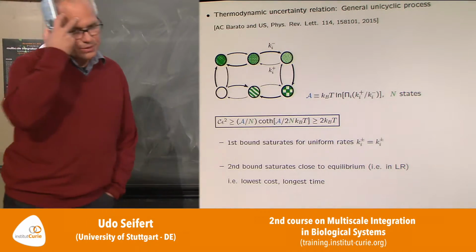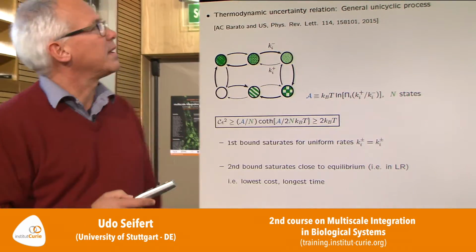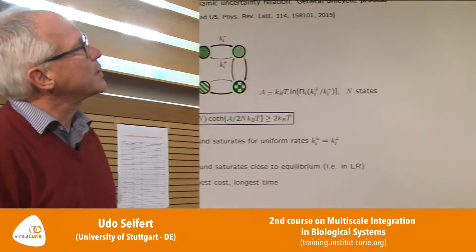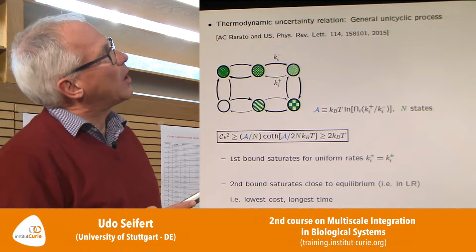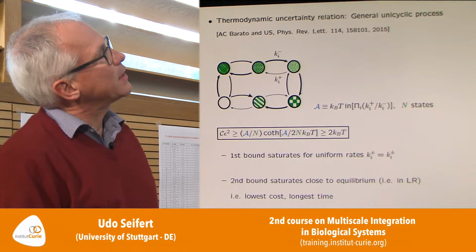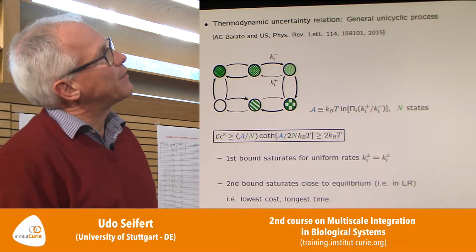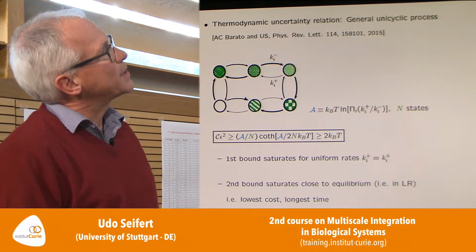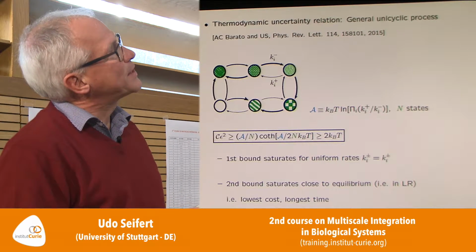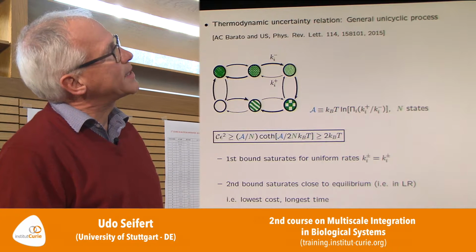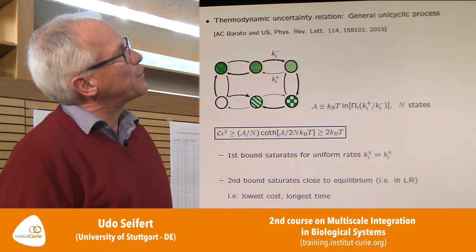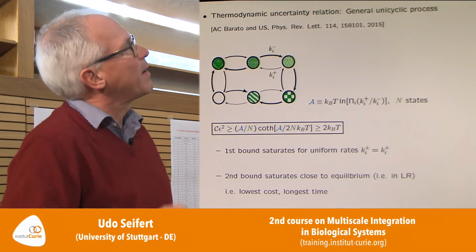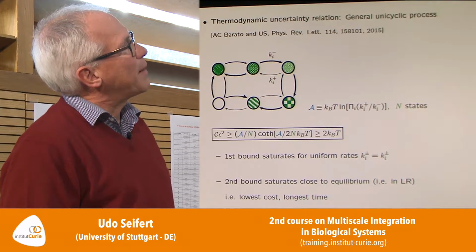So how did we get to this? And this is now work involving my former postdoc, André Barato, who's now in Dresden. And we call that relation thermodynamic uncertainty relation. First, we looked at general unicyclic processes. So suppose you have 6 states, and you want the system to run through that 6 states as precisely as possible. So if you count only full revolutions, we have the same quantity, the epsilon squared.